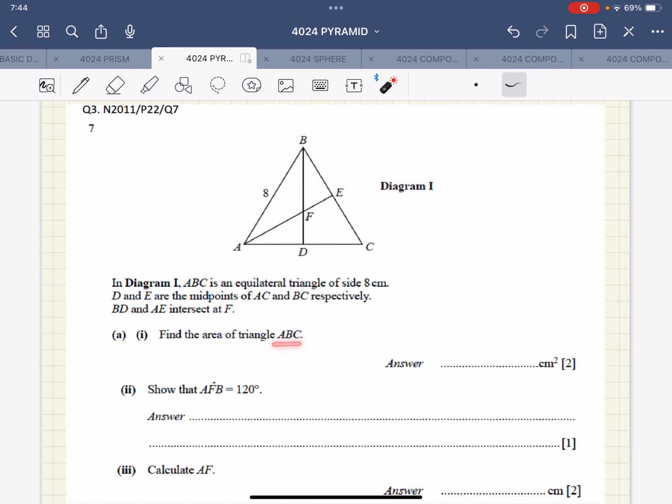Find the area of the triangle ABC. That I'll do in a short while. Now, first of all, let me just highlight the 3 sides over here. This is 1, 2, and 3.